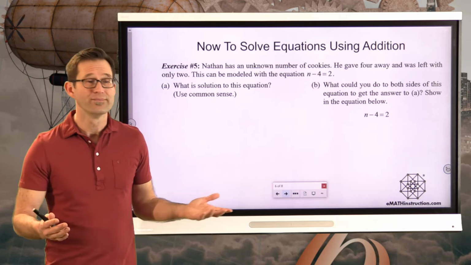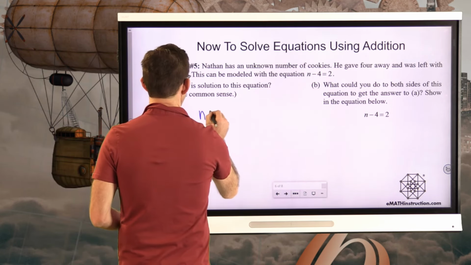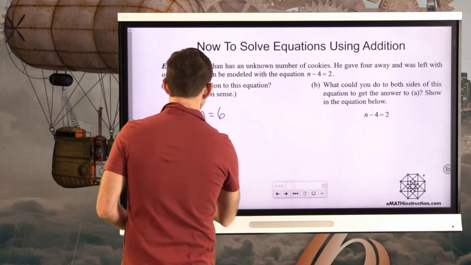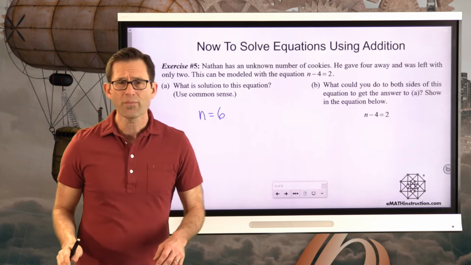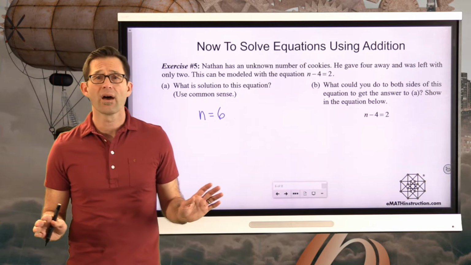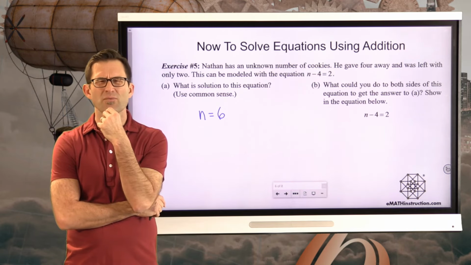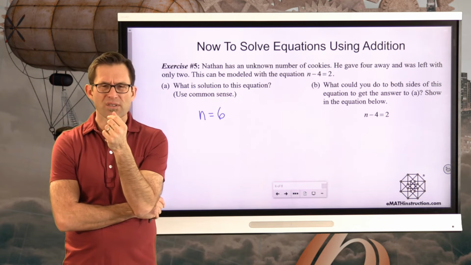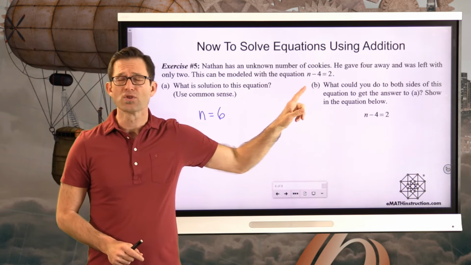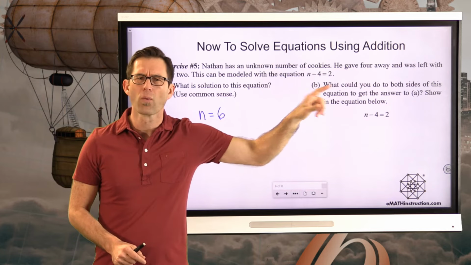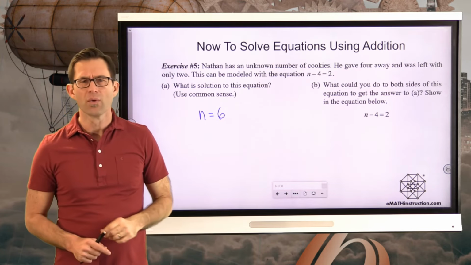All right, well, obviously, n is equal to 6, right? So we can figure that out either by just saying, well, let's see, Nathan started with how many cookies, then subtracted 4 and ended up having only 2. Well, Nathan must have started with 6. Or we can even just look at this equation and say, well, what number minus 4 would equal 2? That would be equal to 6.